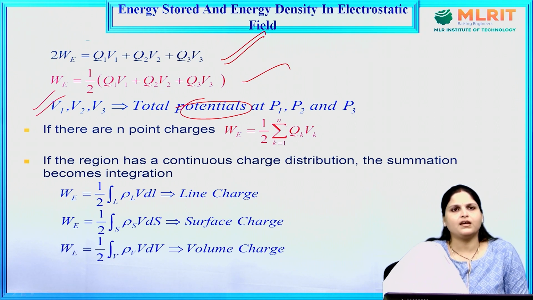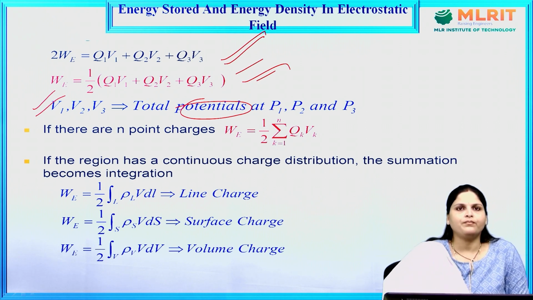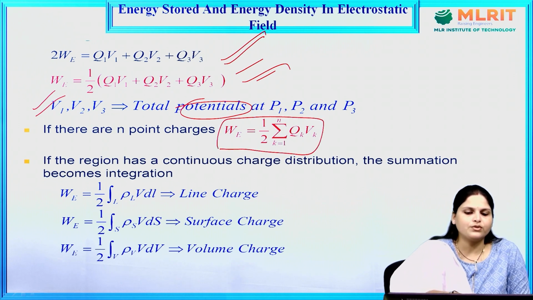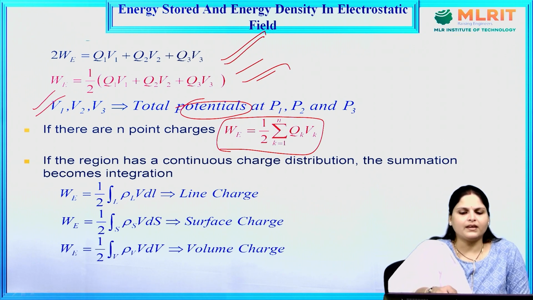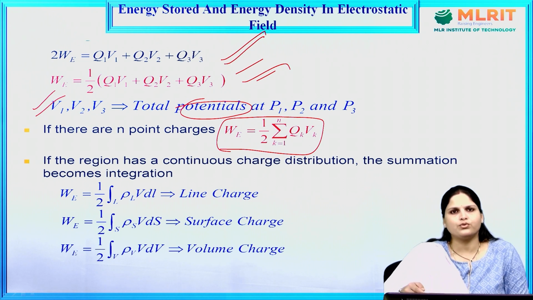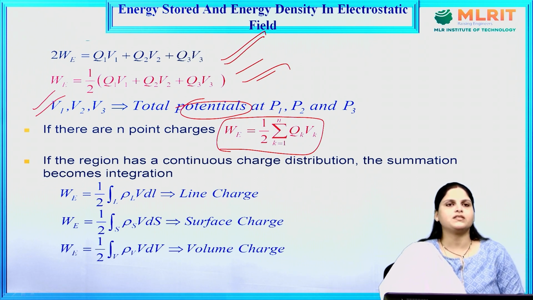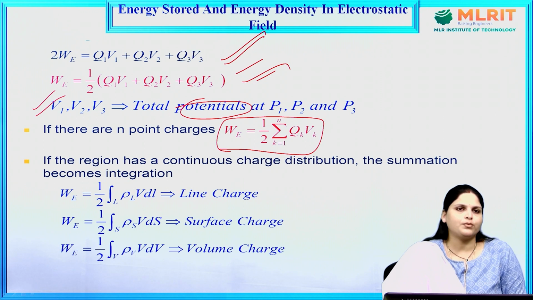Now suppose there are n point charges. Here we have considered only 3, but we can write this equation for n point charges also. In that case, the equation becomes WE equals 1 by 2 summation of QV, with k equals 1 to n, because we are considering n point charges present in the system, which need to be brought from infinity to points in the system.